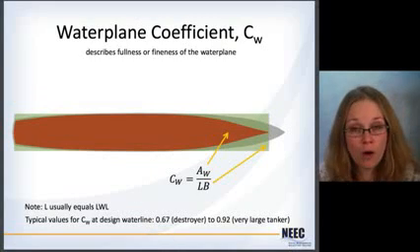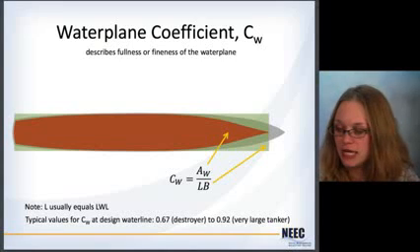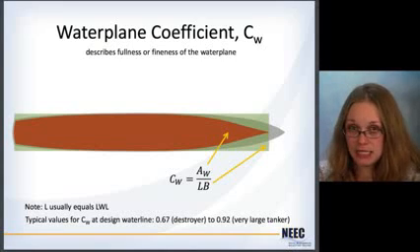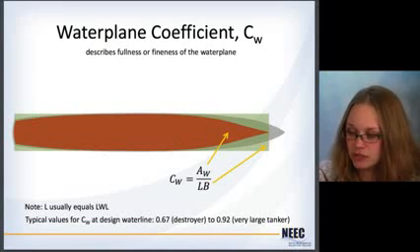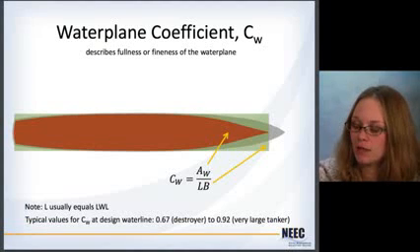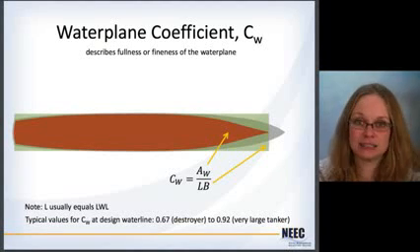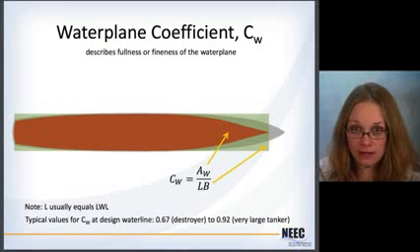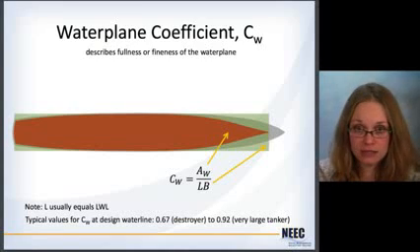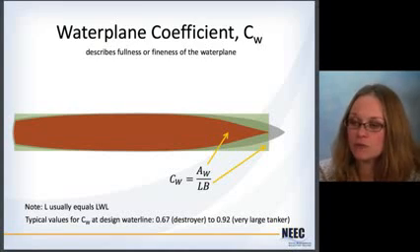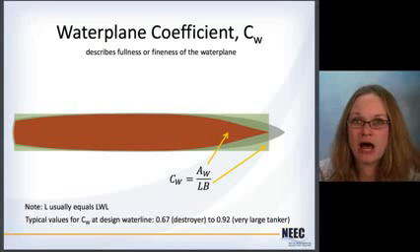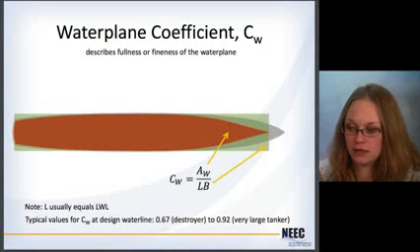You can then calculate a waterplane coefficient, which is just the area of the waterplane divided by the length times the beam. So you can see here in the illustrations how much of the waterplane is actually being taken up by the ship as compared to how much could possibly be taken up based on the length and the beam. Here the length is going to be the length on the waterline, and the waterplane coefficient describes how full or fine the waterplane is.